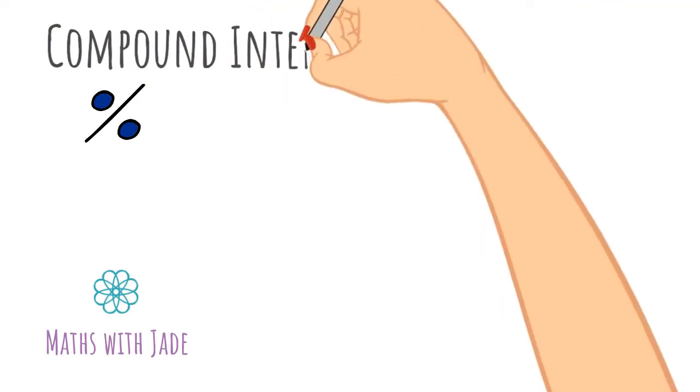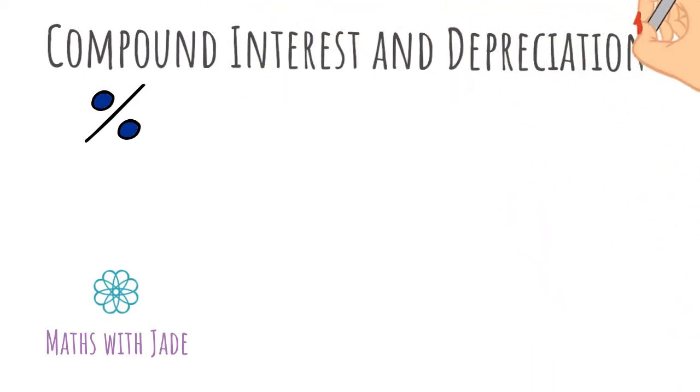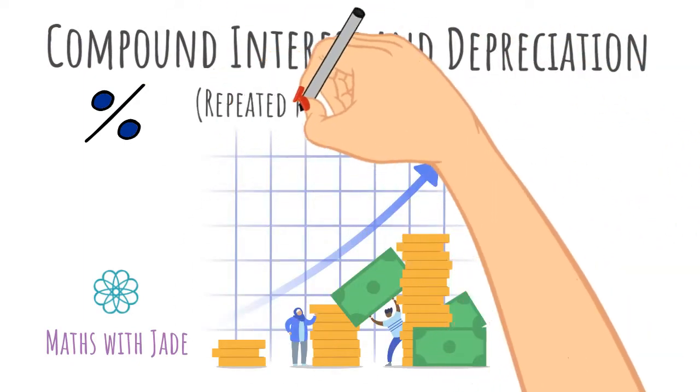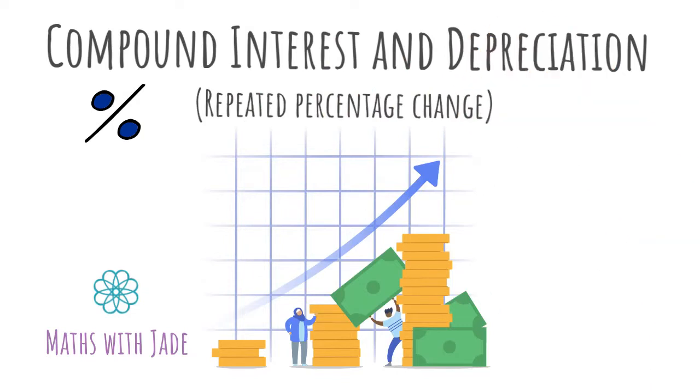In this video tutorial, we'll be looking at compound interest and depreciation. In other words, repeated percentage change. To tackle this tutorial, you will need a basic understanding of percentages already, especially percentages using a multiplier. A link can be found in the description to a previous video I made on this.